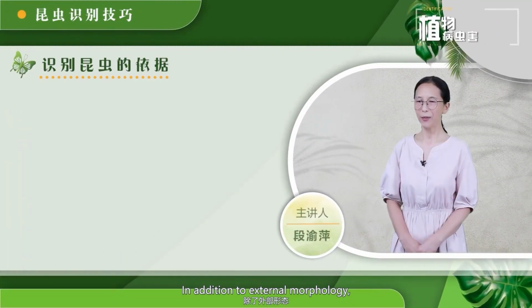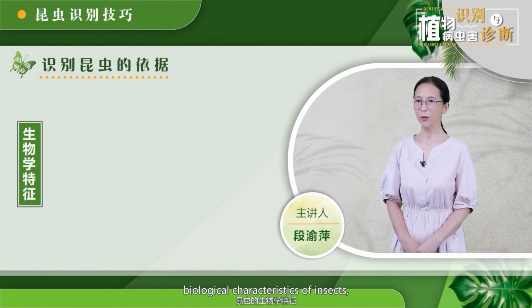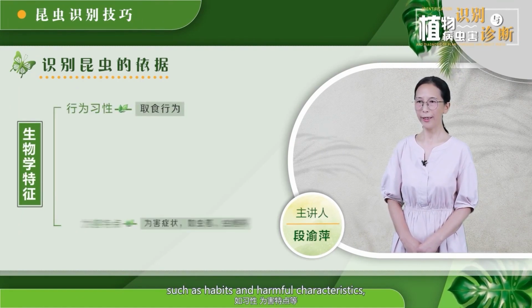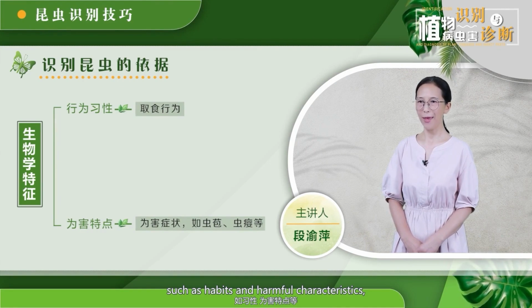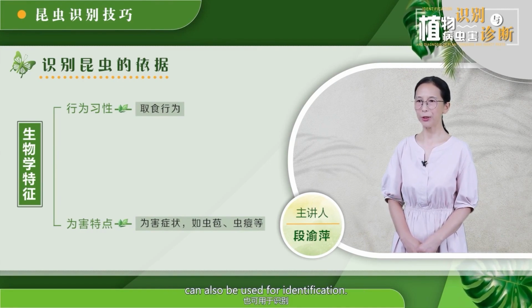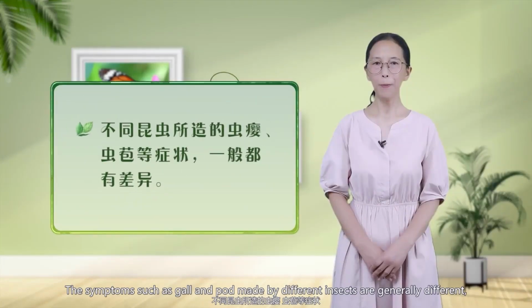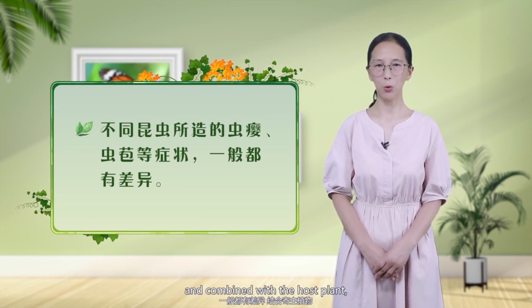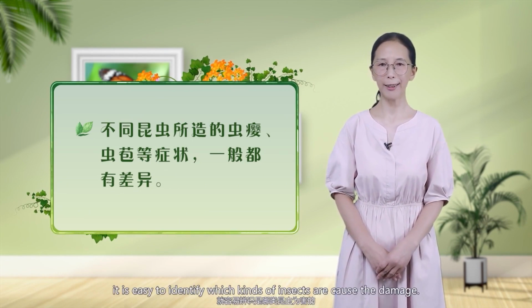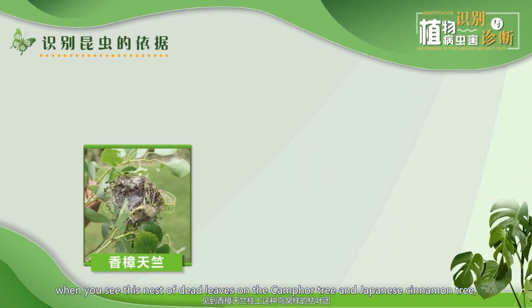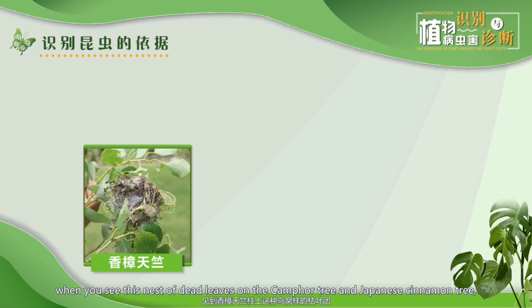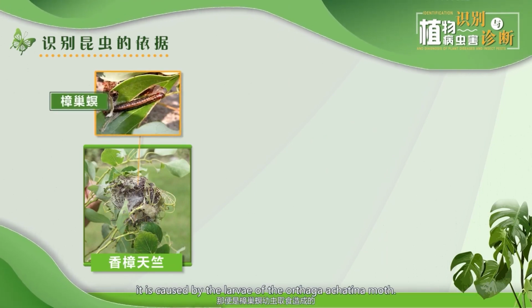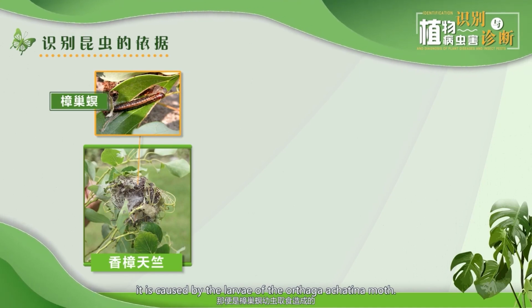In addition to external morphology, biological characteristics of insects, such as habits and harmful characteristics, can also be used for identification. The symptoms such as galls and pods made by different insects are generally different, and combined with the host plant, it is easy to identify which kinds of insects cause the damage. For example, when you see this nest of dead leaves on the camphor tree and Japanese cinnamon tree, it is caused by the larvae of the Orthiga achatina moth.